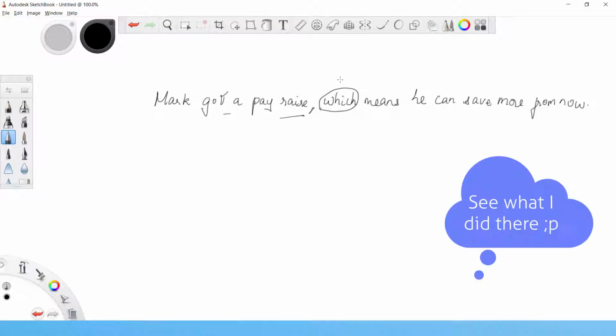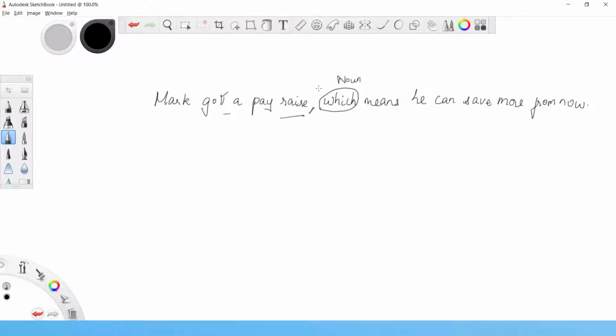See, which is a pronoun, which means it can only refer to a noun, and the noun in front of it is pay raise. So are we trying to say that the pay raise means he can save more money, or getting a pay raise means he can save more money? So when you think about it logically, it's him getting a pay raise that means he can save more from now, right? So on the GMAT, this idea that a pronoun can actually take the place of a clause construction is very erroneous. GMAT hates a pronoun referring to a clause. A pronoun's function is only to refer back to a noun.